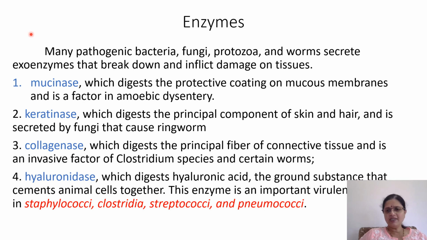See, when we say toxins, toxins are usually seen in bacteria, whereas these enzymes are seen getting released from pathogenic bacteria, pathogenic fungi, protozoa, and even worms. So all these pathogens secrete exo-enzymes that break down and cause damage on our tissues. So I have just mentioned 4 important exo-enzymes here. The first one is mucinase.